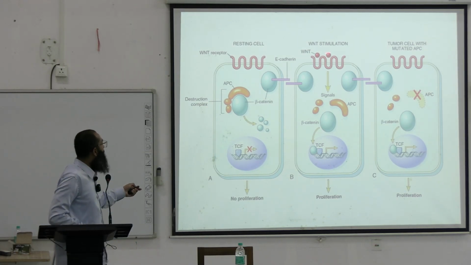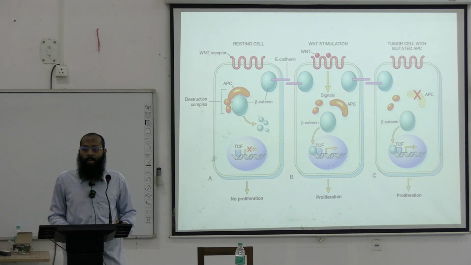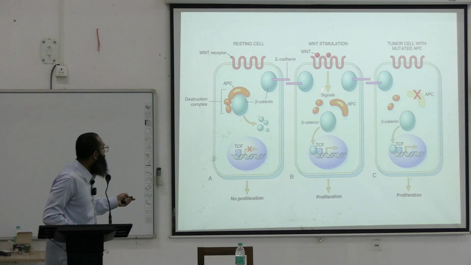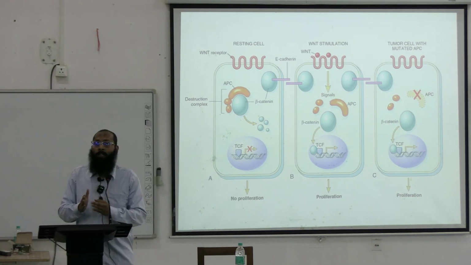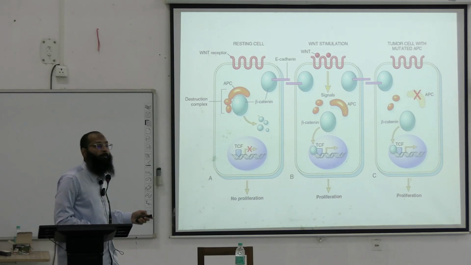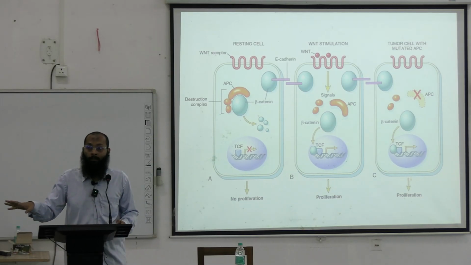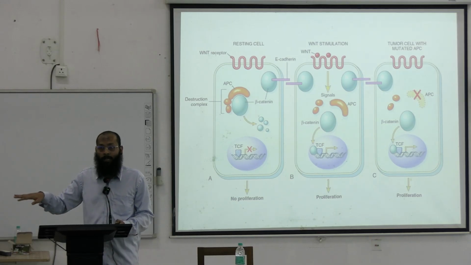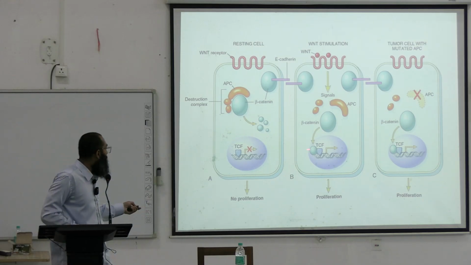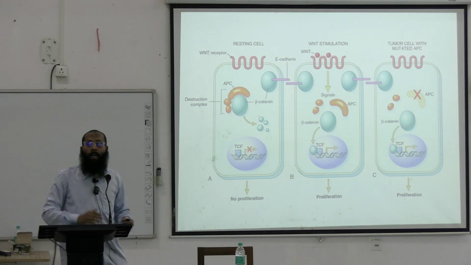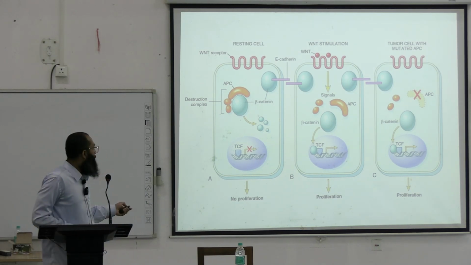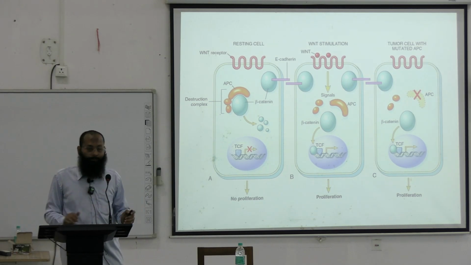Okay, now the WNT molecule comes and it associates with its receptor. The result of this signal is that APC dissociates from that complex. So now the beta-catenin is free, it is not being degraded. What will it do? It will go to the nucleus and then it will bind to TCF and start cell proliferation. Clear?